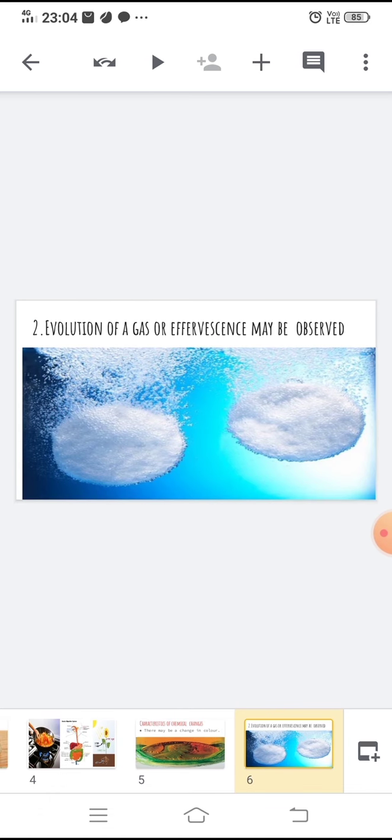Second one, evolution of a gas or effervescence may be observed. What is the meaning of effervescence? Meaning of effervescence is the bubbles in liquid. Example: when dilute hydrochloric acid is poured over sodium carbonate in a beaker, carbon dioxide is evolved. In this case, the gas can be seen as bubbles in an aqueous solution.